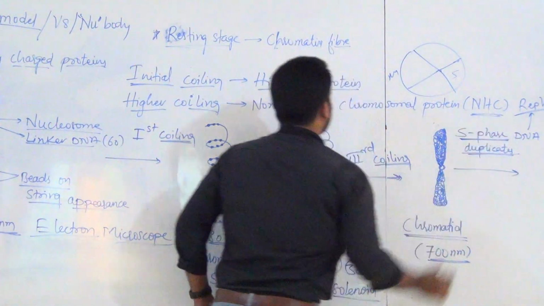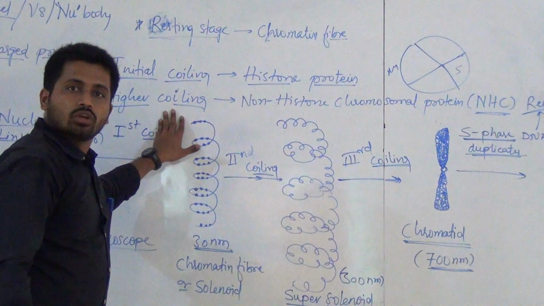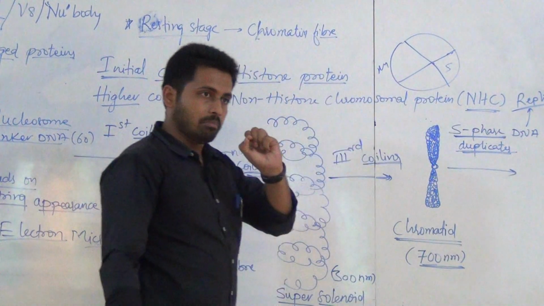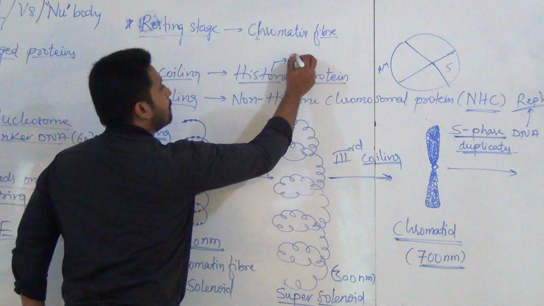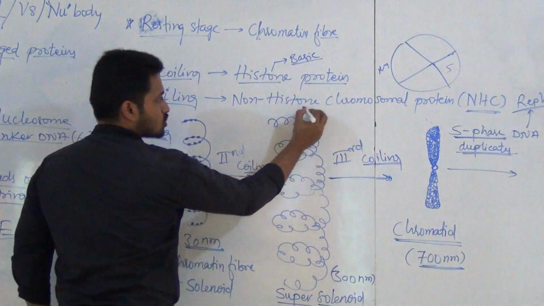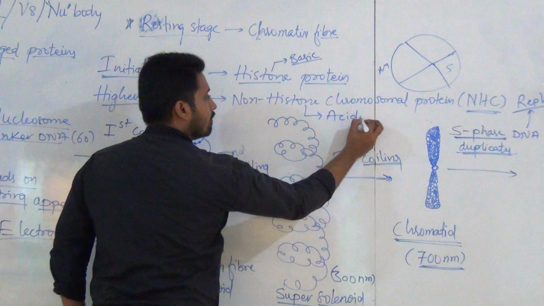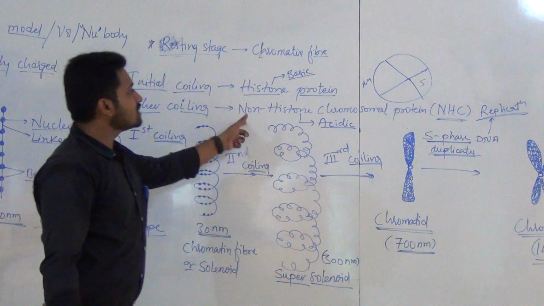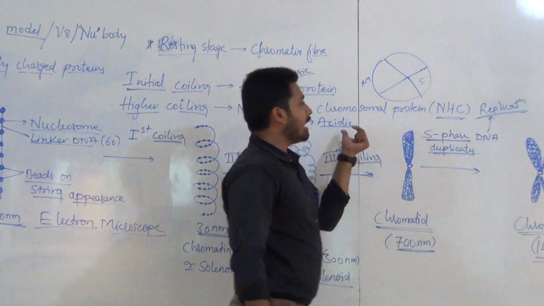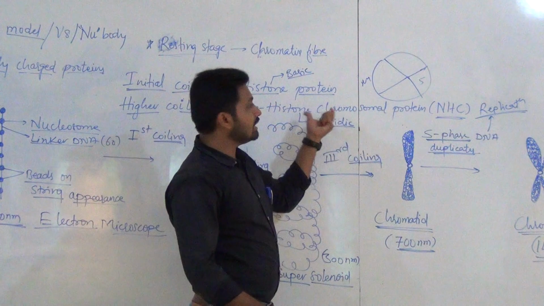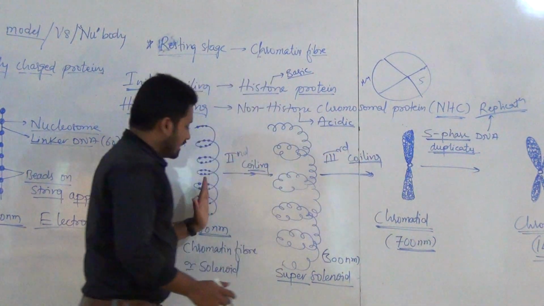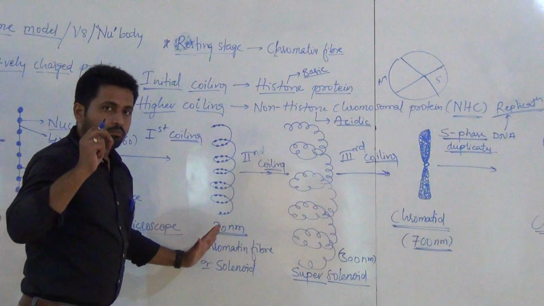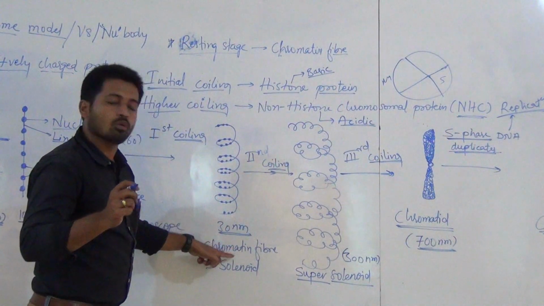Very interesting. High level of coiling, who is going to help here? Non-histone chromosomal proteins. Remember, histone protein is basic. Non-histone protein is a very important difference: it is acidic. Non-histone chromosomal protein NHC is acidic in nature. What is the function of NHC? When the cell is in resting stage, it is in nucleosome form, that is beads on a string form, and later it is chromatin fiber form.